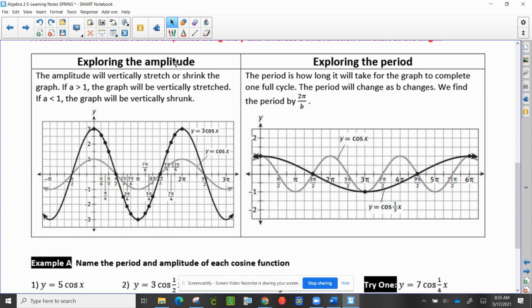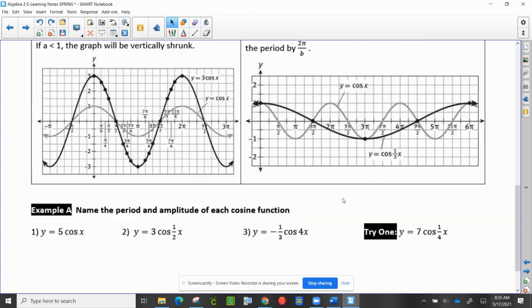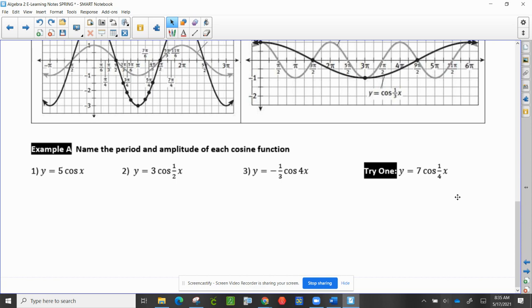Now remember, the amplitude, when we change the number in front, it's going to stretch the graph. So the bigger the number in front, the more stretched vertically it is. The smaller the number in front, the more it shrinks. And when we change the period, we change how often that function will repeat. So it will just change how long or short our cycle is. So let's just go over a couple of these again, practicing finding your amplitude and period.